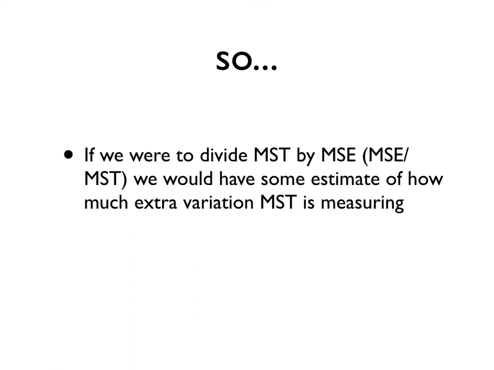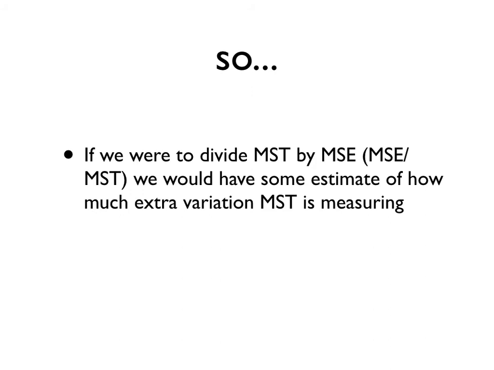So, if we were to divide mean squared treatment by mean squared error, which I've got backwards, literally written incorrectly, it should be mean squared treatment divided by mean squared error. And every year I say I'm going to fix that, and I never fix it. I'm going to fix it. Sure I am.